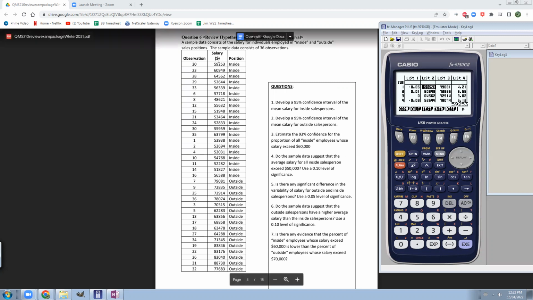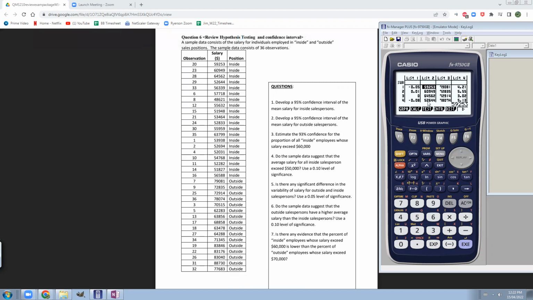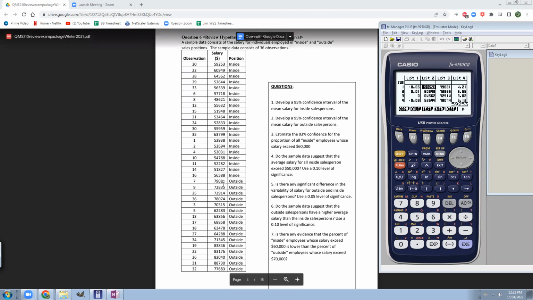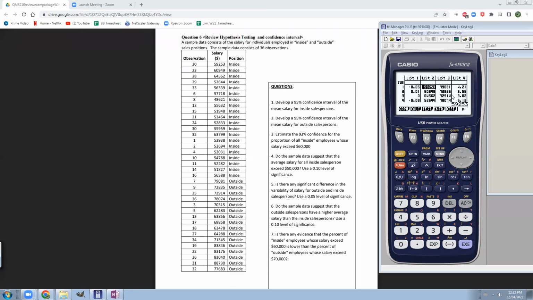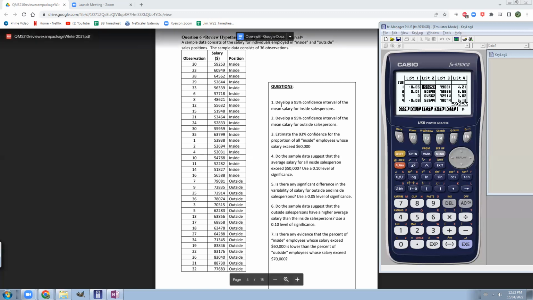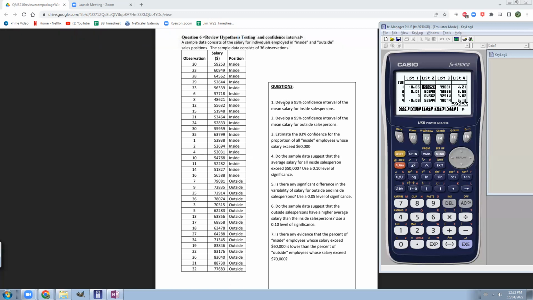I've already gone ahead and entered all of the inside numbers into list 2 on my calculator and all of the outside numbers into list 3 on my calculator. So we'll be using those when we're answering these questions. Question 1 says to develop a 95% confidence interval for the mean salary for inside salespersons. So that's using list 2. This is a pretty basic one.